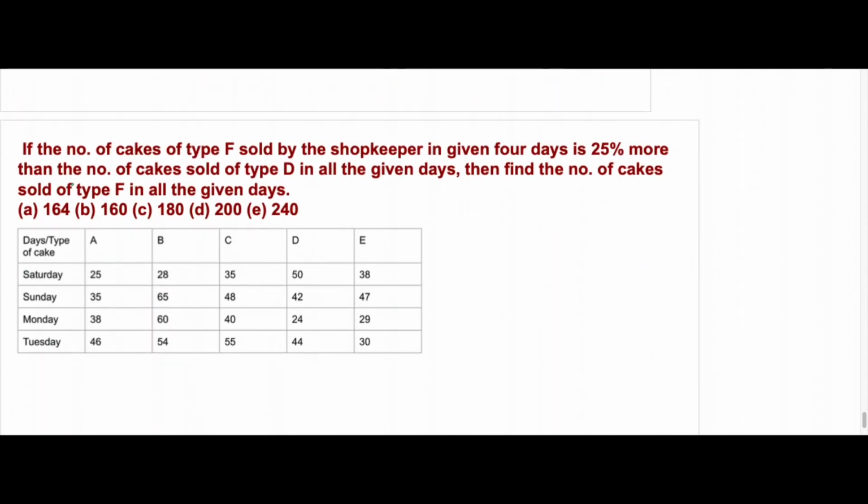Next question. If the number of cakes of type F sold by the shopkeeper in the given 4 days is 25% more than the number of cakes sold of type D in all the given days. Okay, let's just add these up. So 4 plus 4, 8 plus 2, 10. Then 4 plus 4, 8, 9, 10. 10 plus 5, 15 plus 1, 16. 160. So 160 is the number.